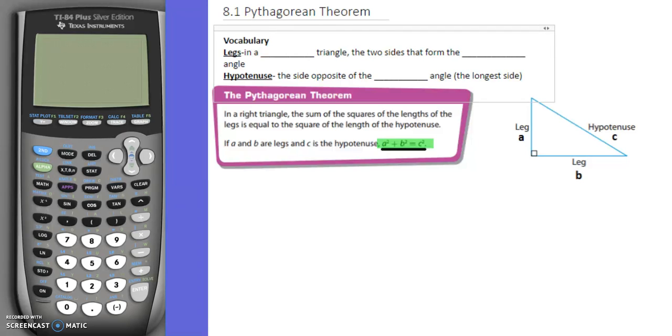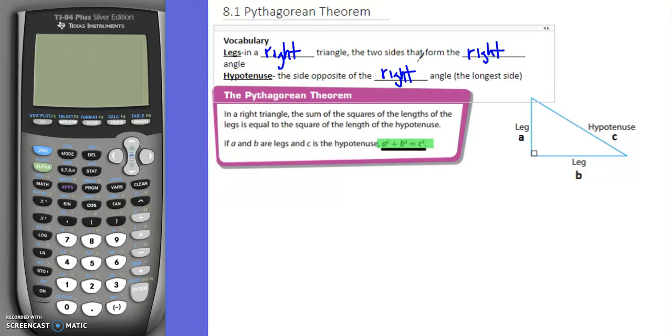Pythagorean Theorem. Legs in a right triangle, the two sides that form the right angle. Hypotenuse, the side opposite of the right angle. It's also the longest side.